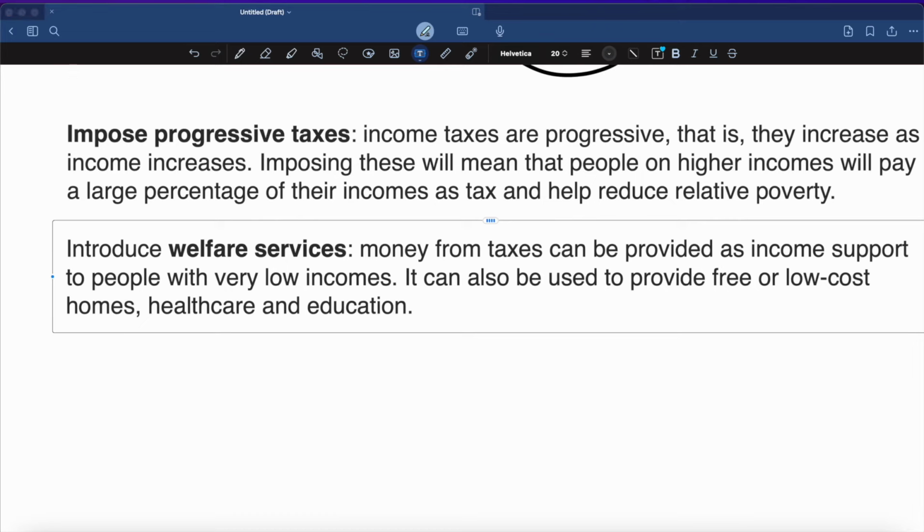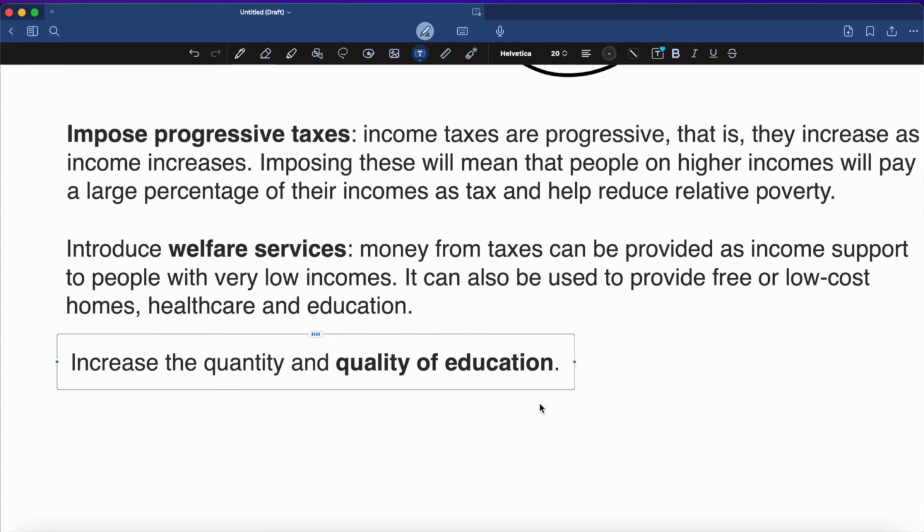Next, you can increase the quantity and quality of education. How can you do this? You can do this using the supply side policy. The supply side policy tackles education as a whole. That's why you really talk about supply side policies a lot. Okay, and that is the topic of poverty, and pretty much that's it.